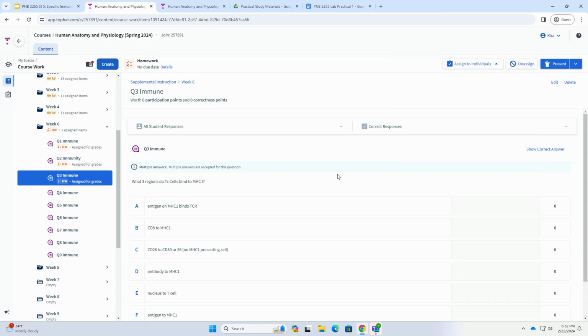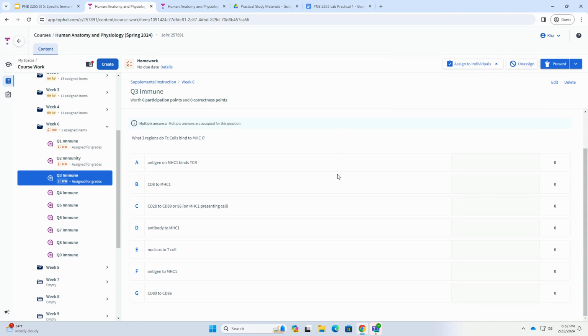What three regions do cytotoxic T cells bind to on the antigen presenting cell, which displays MHC1?